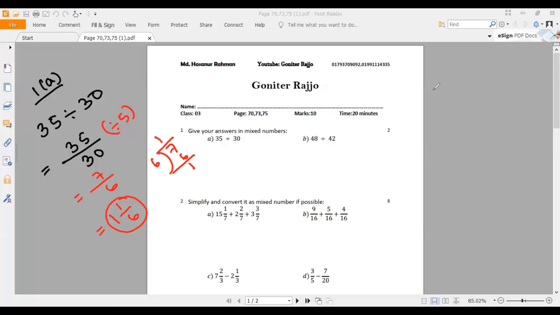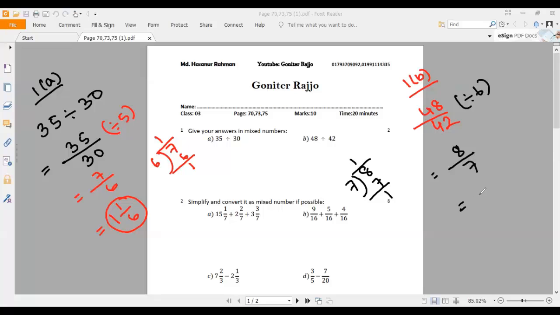Now number 1B. 1B says 48 divided by 42. So at first we are converting this one into fraction form. Okay, we are rewriting this one. We can divide 48 and 42 both by 6. Then 6 8s are 48 and 6 7s are 42. Then we are converting this 8 by 7 into mixed number. How? 7 into 7, remainder 1. So our final answer should be 1 whole 1 by 7.